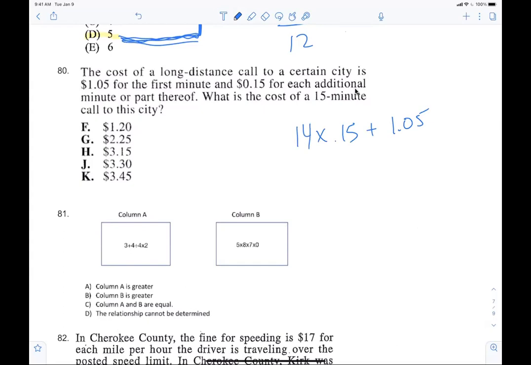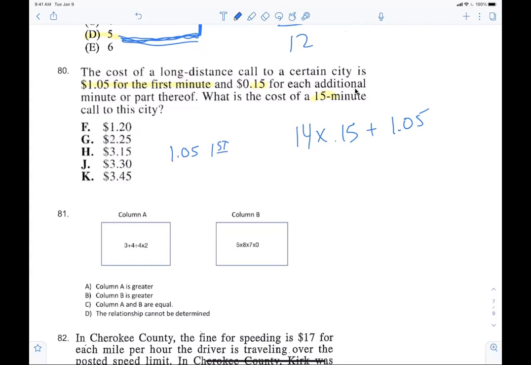Yes, sir. What do you need? How'd you get 14? I thought it was 15. Well, because we have what? We have 15 minutes. Do you agree? Yeah. But it's $1.05 for the what? First minute. Yes. So how many minutes are going to be charged at 15 cents each? So the call is 15 minutes. Do you agree? Yeah. You have to pay $1.05 for the first minute. Do you agree? Yeah. So how many other minutes do you have to pay for? 14. Yes. Does that make sense now, or you want me to say it again? Yeah. That makes sense, right?